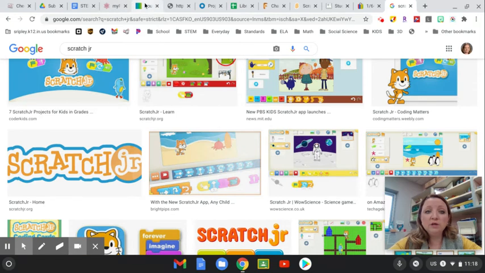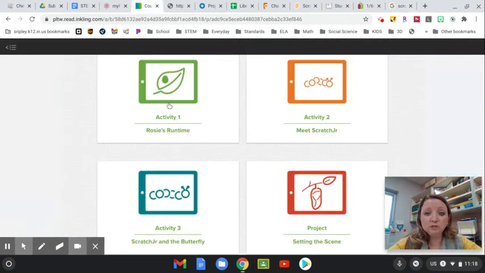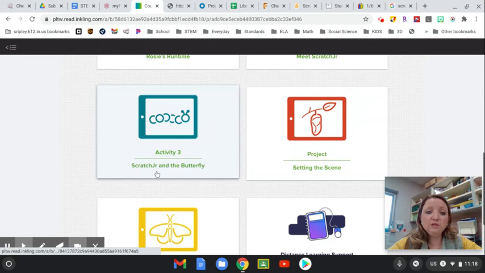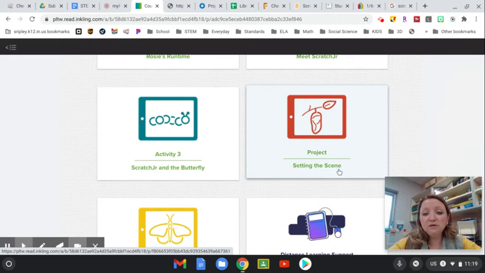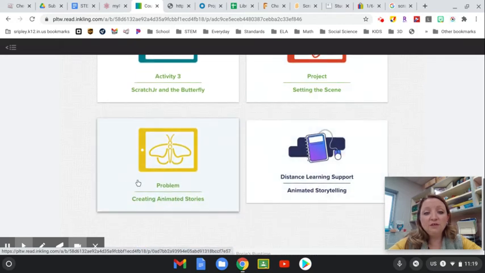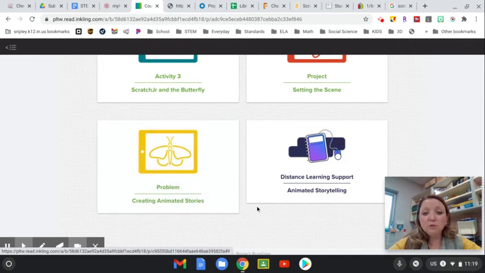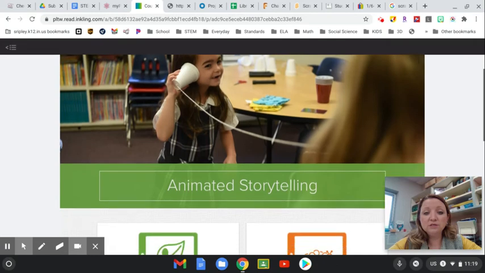So we're also going to be doing Scratch Junior. And then we're going to be doing Scratch Junior and the butterfly. We're going to have the butterfly do certain things, and we're going to code them to do certain things. Setting the scene. And then your very final problem is creating an animated story. So we're going to talk about more animations.